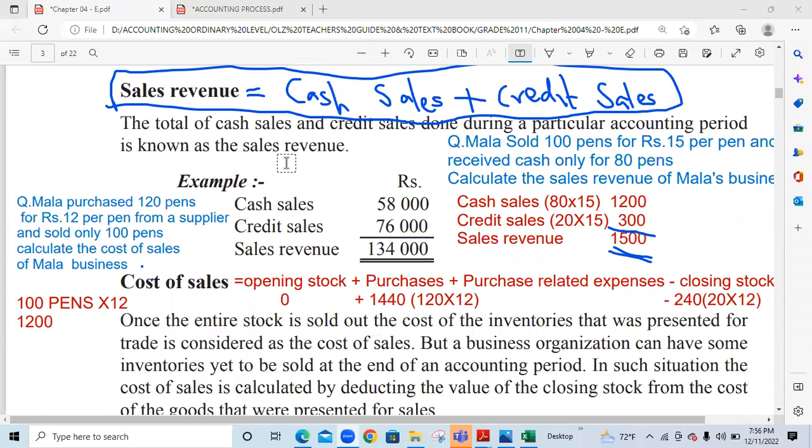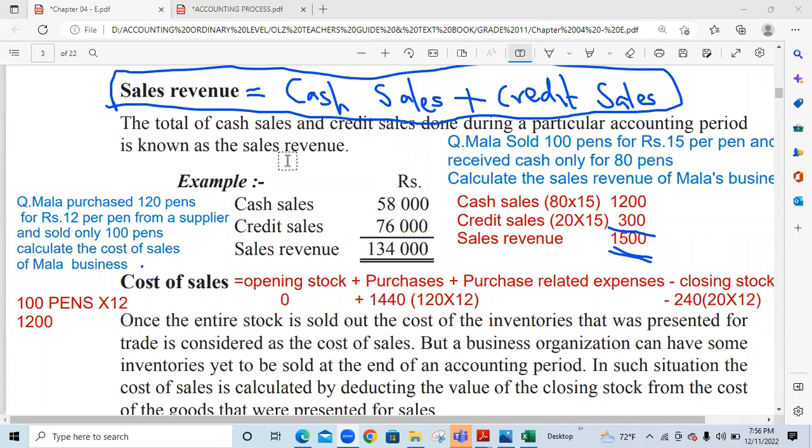See here, I'll repeat it again. Now, Mala has purchased how much worth of pens? 1,440. Even though she purchased 1,440, she didn't sell 20 pens, which is worth 240. So that means she has sold only 1,200 worth of pens. Or simply, she bought 120 pens, but she sold only 100. So what is the cost she incurred to sell the 100? She bought it for 12 rupees. 100 into 12 rupees, 1,200.